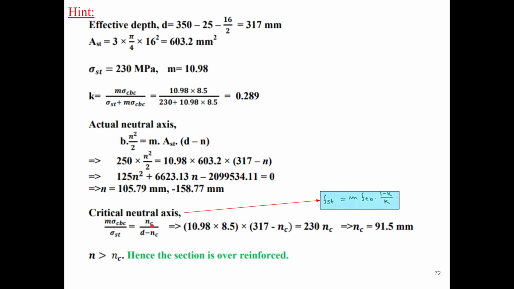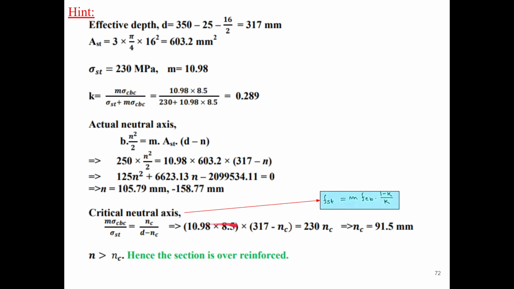So m sigma cbc by sigma st. This is mainly found from the balance section condition. So m sigma cbc by sigma st is equal to nc by d minus nc. This implies that 10.98 into 8.5 into 317 minus nc equal to 230 nc. So this means nc equal to 291.5 millimeter.